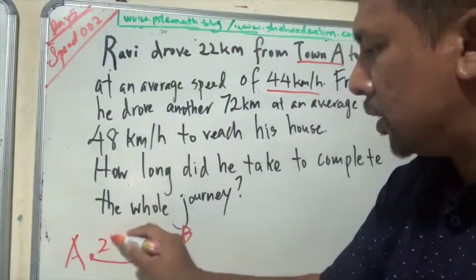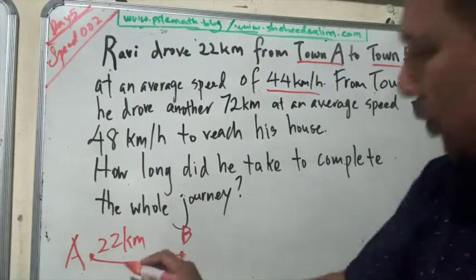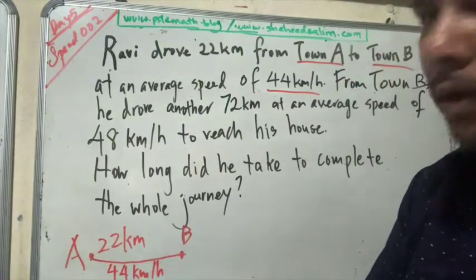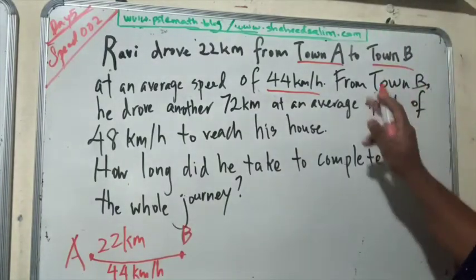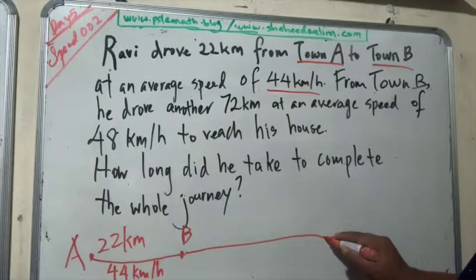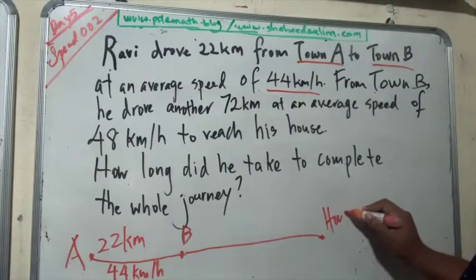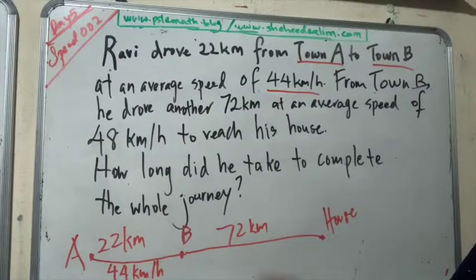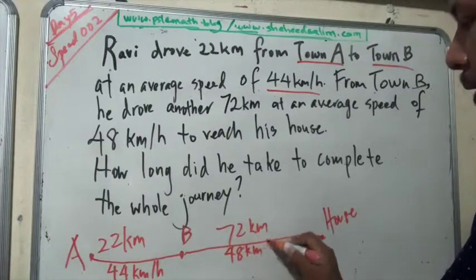He traveled at a speed. We do not know at what speed, but the distance is 22 kilometers. Oh, we know the speed. The speed is 44 kilometers per hour. And from town B, he drove another 72 km to his house. He went back home. He traveled 72 kilometers. This is the distance, and the speed is 48 kilometers per hour.